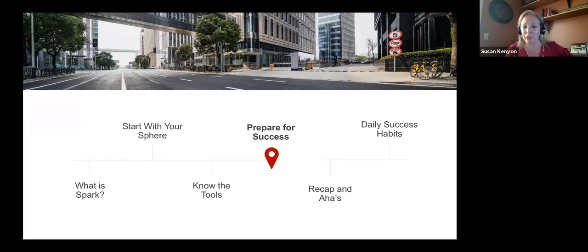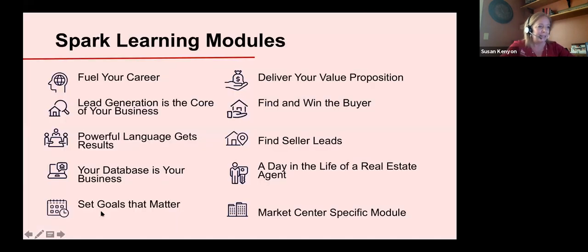So let's prepare for success, because I know that all of you are going to be successful in 2021. There are a lot of folks out there who need our help. So Spark is really the learning modules. It's Fuel Your Career, which is today, and I'm so happy that you guys are here.